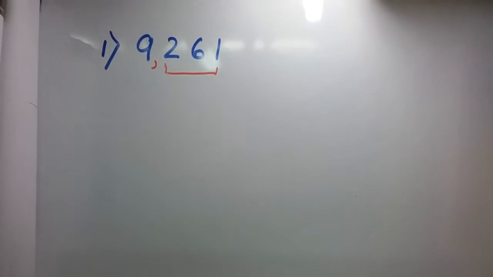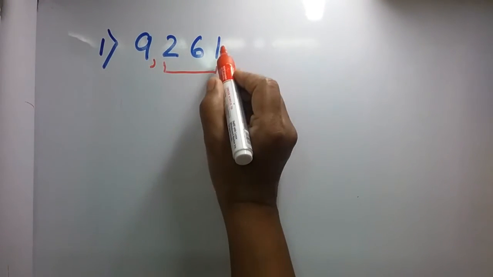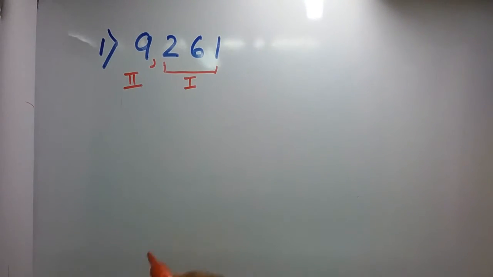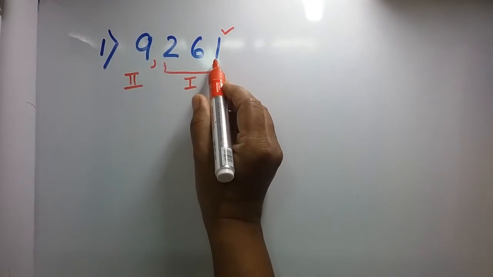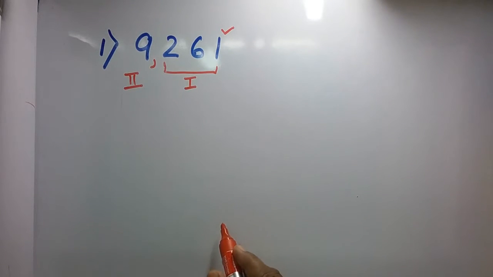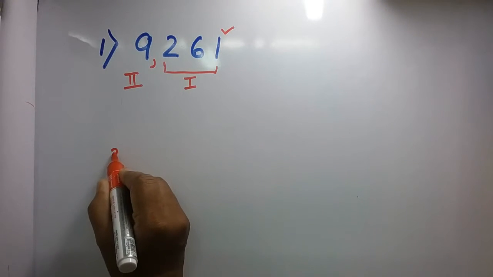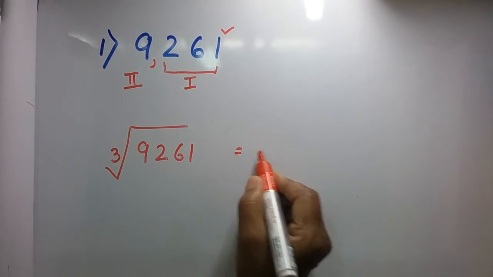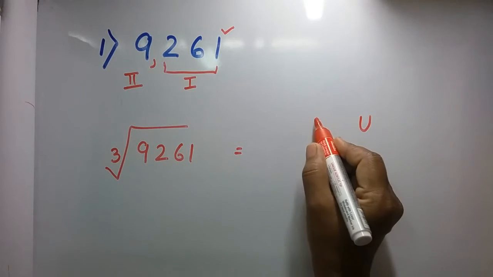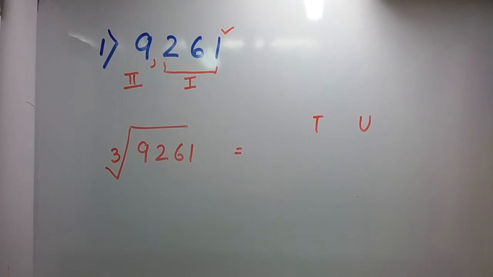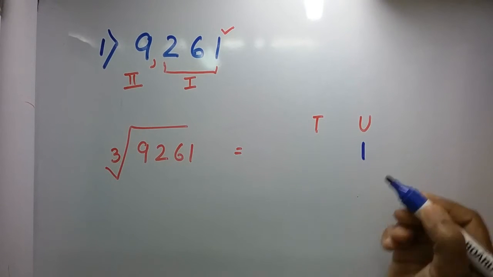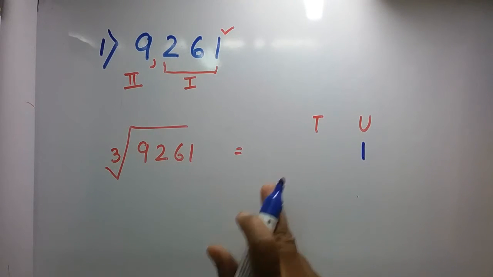Now you have 9261. This is the first part and this is the second part. In the first part, you have 1 in the unit place, and you all know that the cube of 1 is always 1. So when you are finding out the cube root of 9261, you'll have 2 numbers, one in the unit place, other in the tens place. As it is 1 in the unit place, you'll get 1 here. Now see what will come in the tens place.